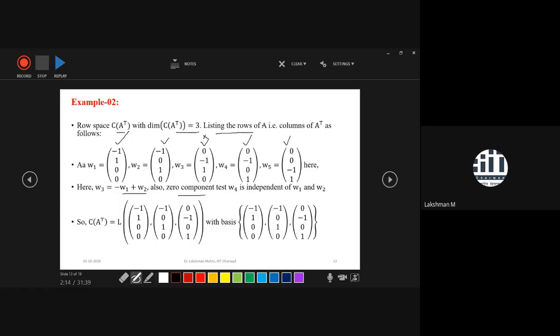Now, similarly, you can also look into W5. For W5, it is just homework: how can you prove that W5 is also a redundant column? So you come across the redundancy of W3 and W5, and you need to truncate them from the list. After truncating, the remaining columns are non-redundant, or you can simply say these are linearly independent. So this will form a basis of the column space of A transpose, that means the row space of A.